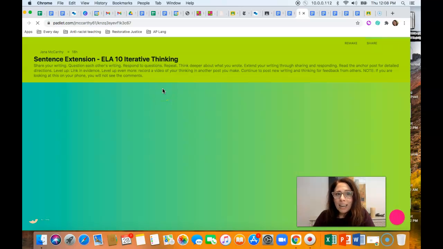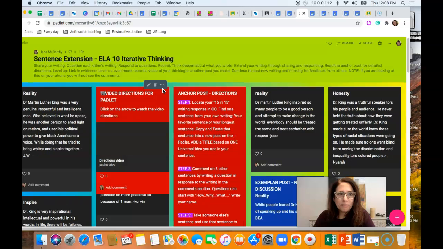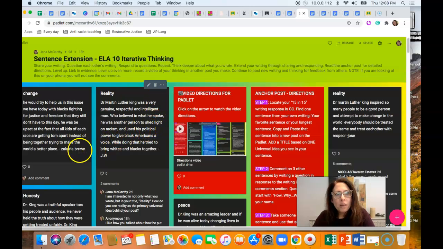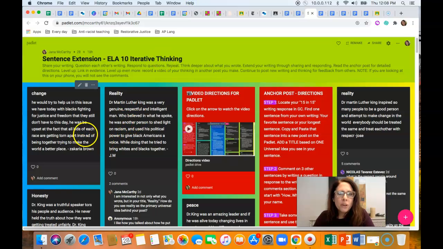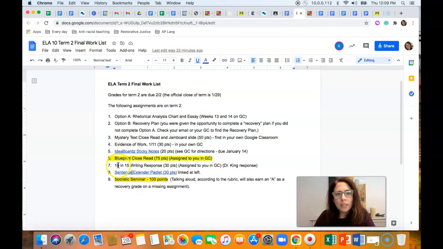I mean, truly, it is awesome because we get to see how people are writing and thinking about some of the conversations we've been having around Dr. King and his work and his relevance today, right? So this particular writing, look, I don't care what you write as long as it's related to thinking about some social justice issues around equality. And so what I ask for students to post would be a response that is right here, the 15 and 15 writing response. And it's basically 15 sentences, 15 minutes.